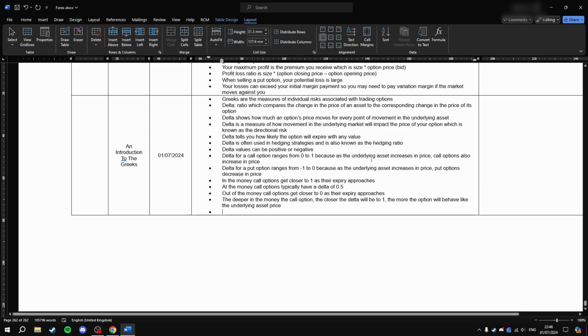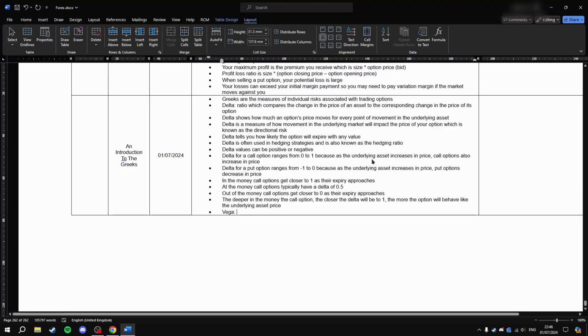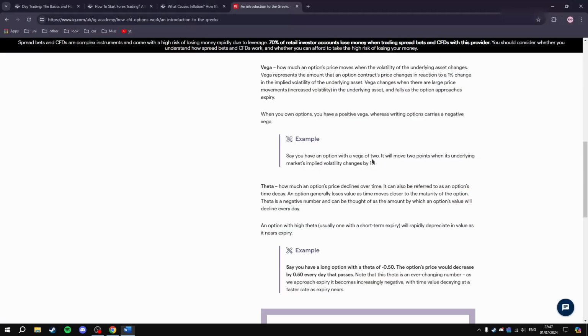Vega. How much an option's price moves when the volatility of the underlying asset changes.